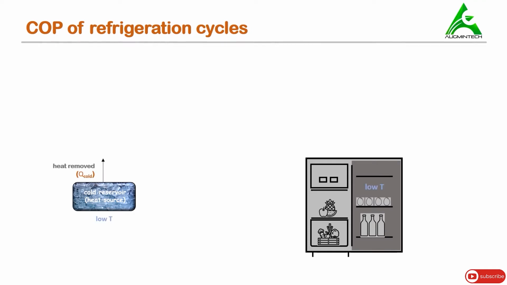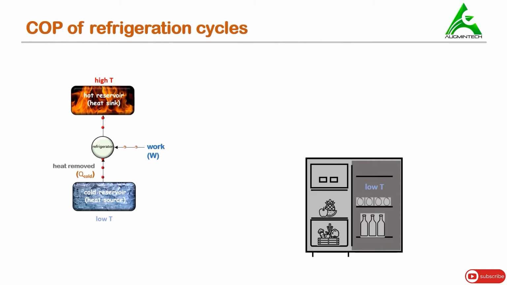We need to remove heat from this cold reservoir, so we need to use a device called refrigerator. Once we supply work to the refrigerator, it starts extracting heat from the cold reservoir. This heat is now dumped into the hot reservoir. In this process, heat is being taken from a body at low temperature to a body at high temperature. This is the reason we are using an external device.